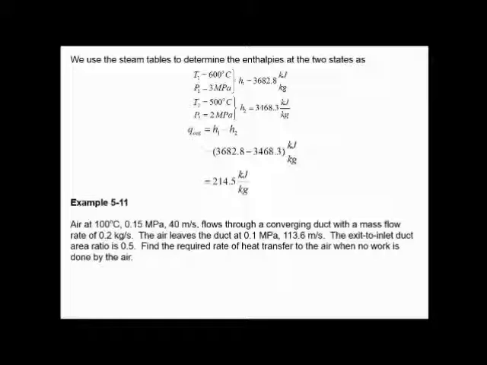Now there is another example. Please go through this example. Air at 100 degrees centigrade, 0.15 megapascal, flowing at a speed of 40 meters per second, flows through a converging duct with a mass flow rate of 0.2 kg per second. The air leaves the duct at 0.1 megapascal at a speed of 113.6 meters per second. The exit to inlet duct ratio is 0.5, as given, and find the required rate of heat transfer to the air when no work is done by the air.